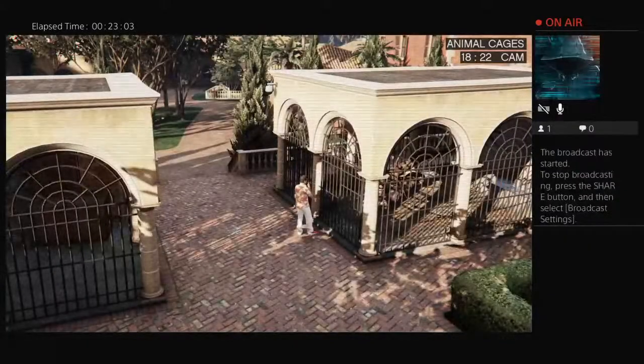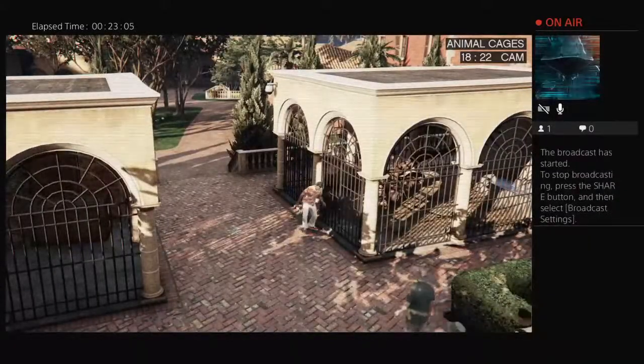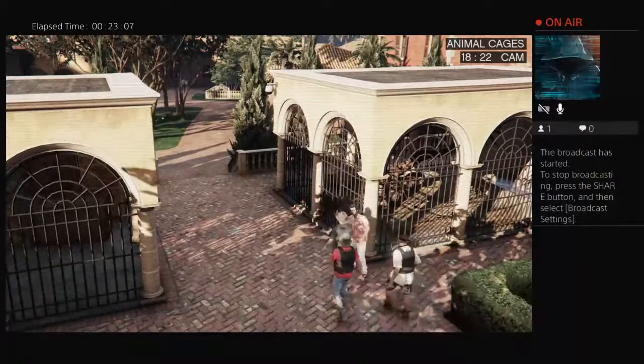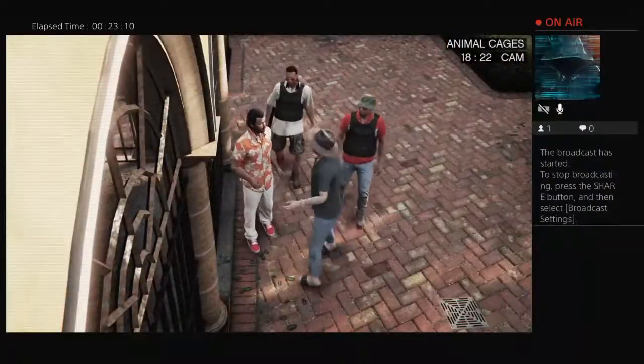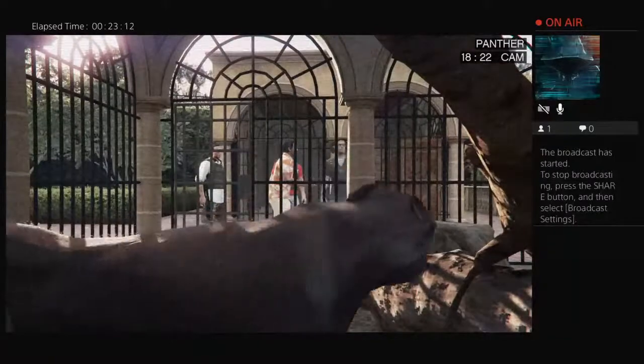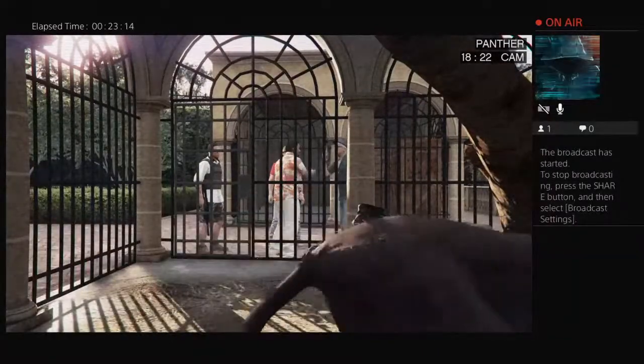Okay, this must be inside the compound. Looks like Mr. Rubio. And Gustavo. He was at the plane. They got a Black Panther.